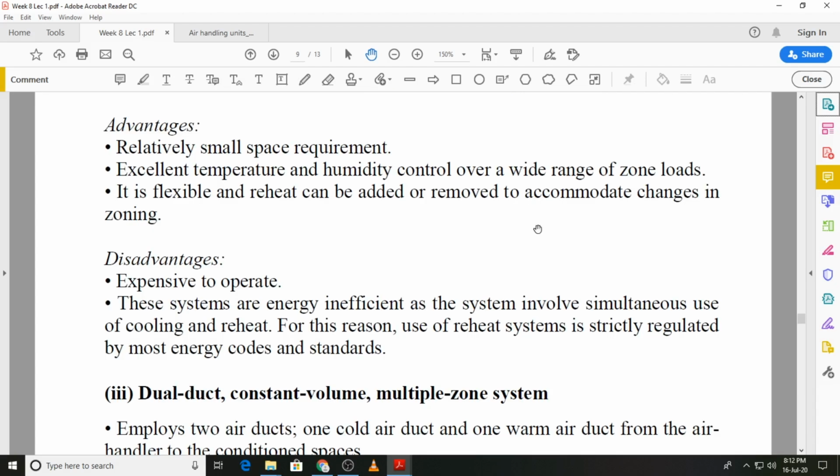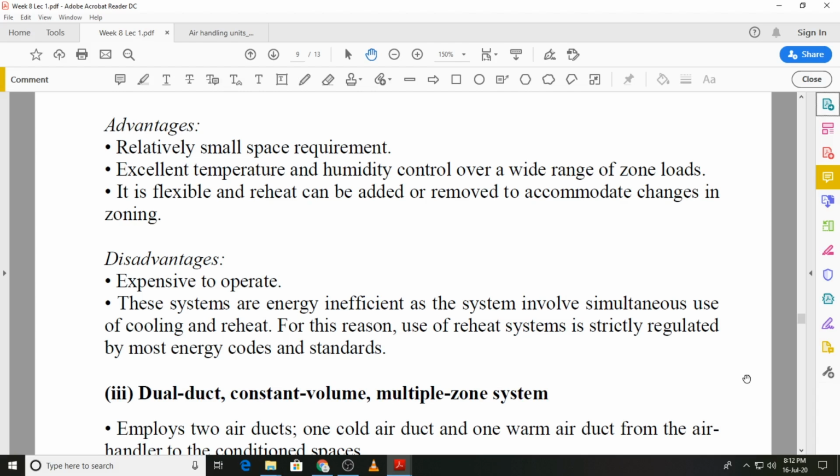Then the advantages and disadvantages of this type of a system, the terminal reheat system, is also given to you. Relatively small, less space is required. Temperature and humidity control is very good, and it is flexible, and reheat can be added or removed according to the change in the load in the zone. But the prime disadvantage is the energy cost.